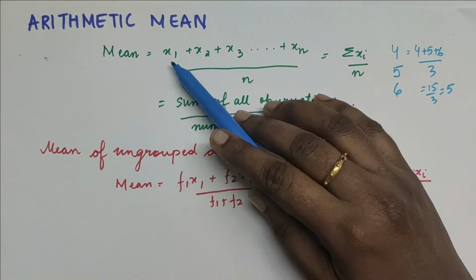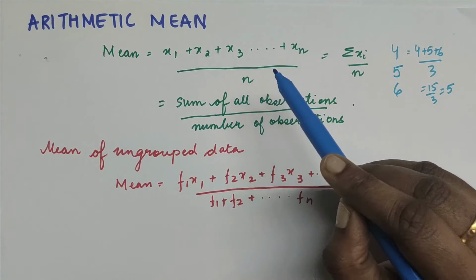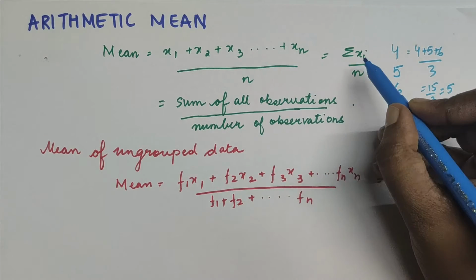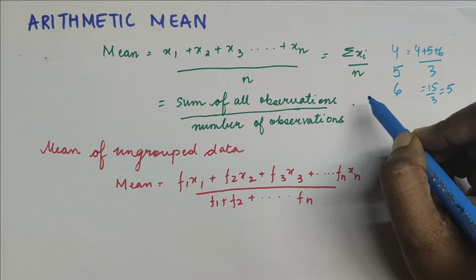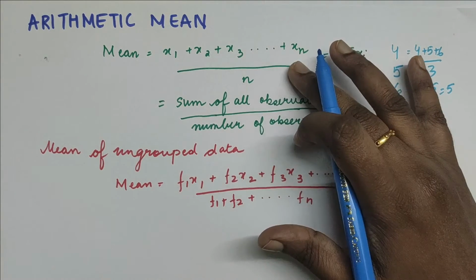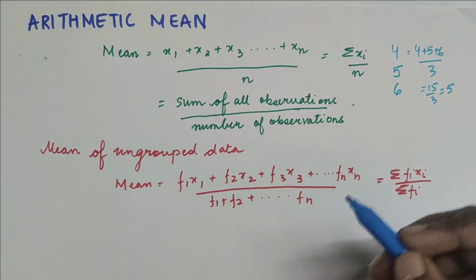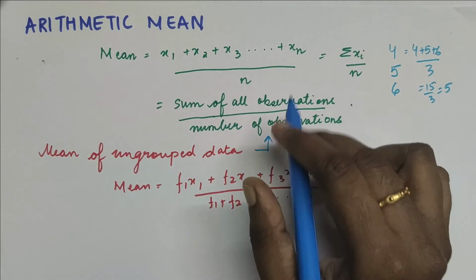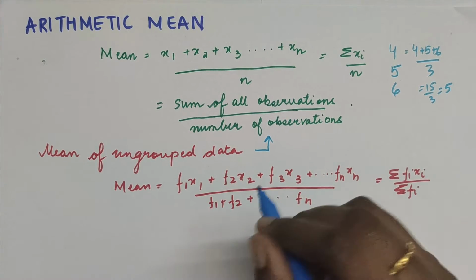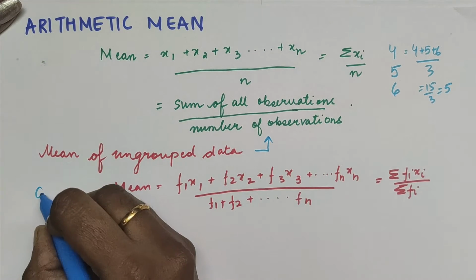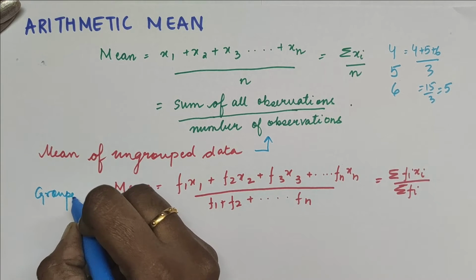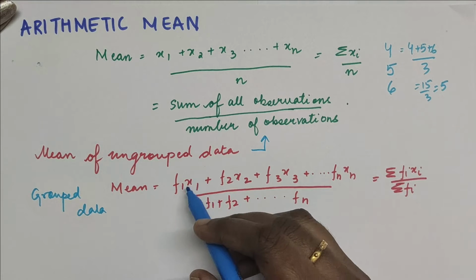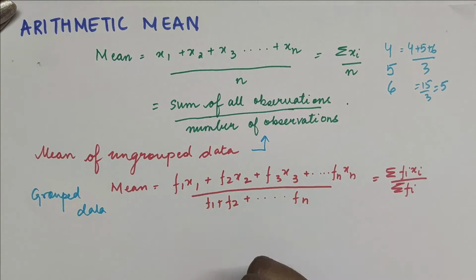So here, if you are having n observations, the summation or the total of the observations divided by n will give you the result if the data is ungrouped. But if the grouped data is there, this is the formula for the mean of the ungrouped data. Mean of the grouped data is given by this following formula. That is, you are having the frequency as well. So we have to multiply the frequency and the observation.